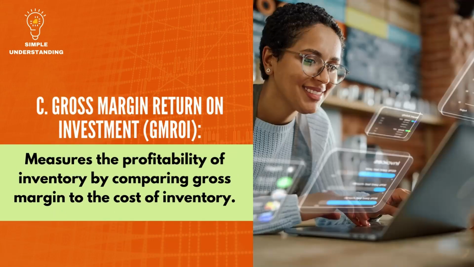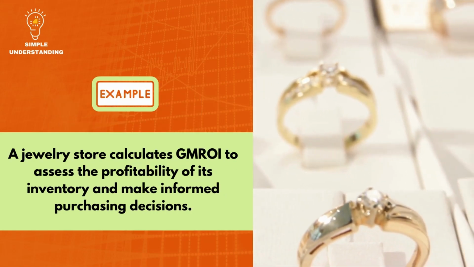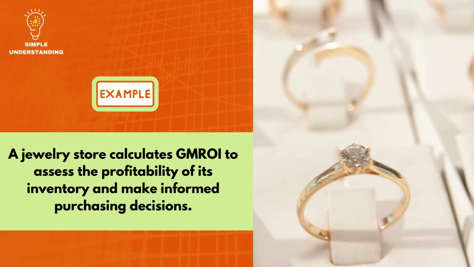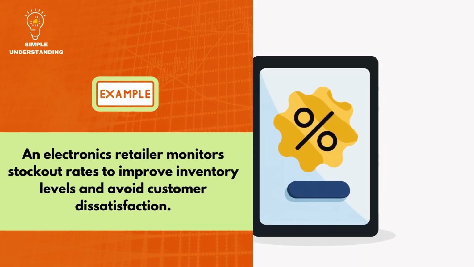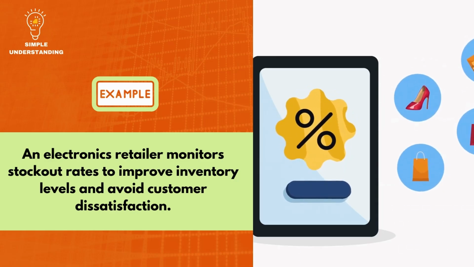C. Gross margin return on investment, GMROI. Measures the profitability of inventory by comparing gross margin to the cost of inventory. Example: a jewelry store calculates GMROI to assess the profitability of its inventory and make informed purchasing decisions. D. Stockout rate. The percentage of times inventory is unavailable when needed, reflecting on inventory planning and customer service. Example: an electronics retailer monitors stockout rates to improve inventory levels and avoid customer dissatisfaction.